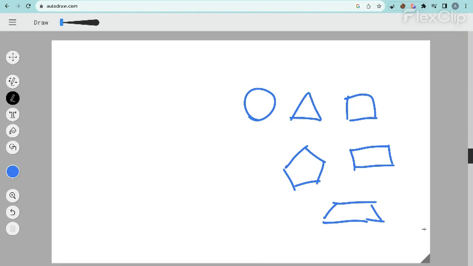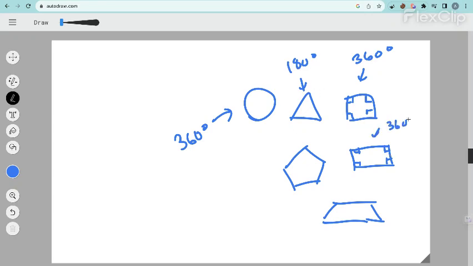So an important thing to note is some angle values. There's only really two that you need to know, and then you can use those to come up with other ones. In a circle, 360 degrees. In a triangle, 180 degrees. In a square, 90, 90, 90, 90, so 360 degrees. Same with the rectangles. It'll always add up to 360 degrees.